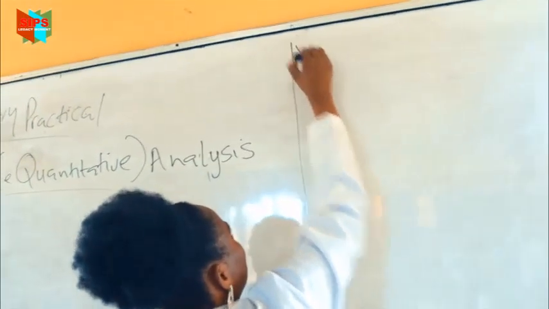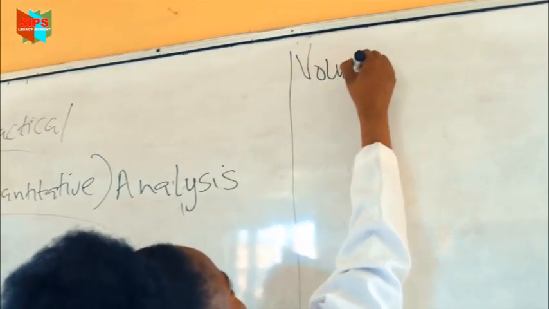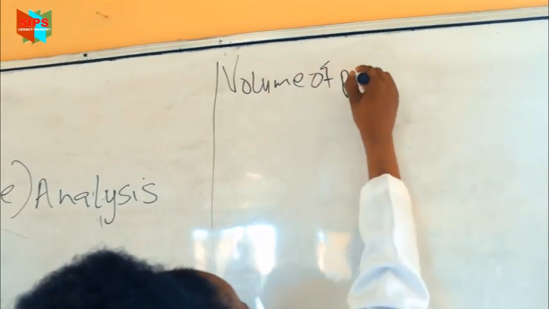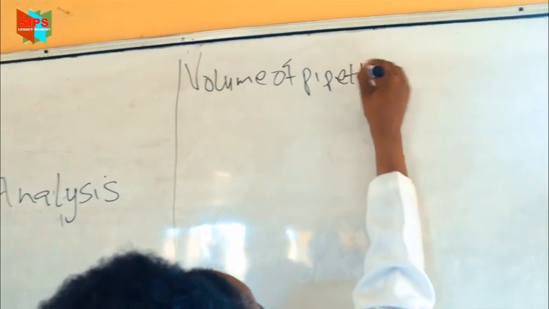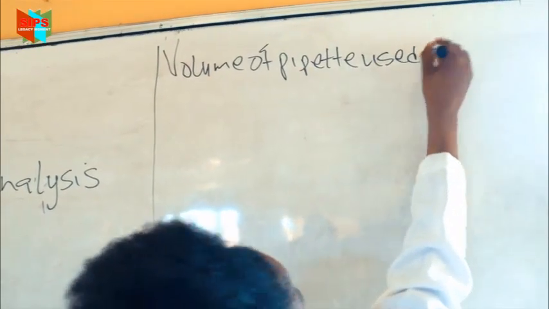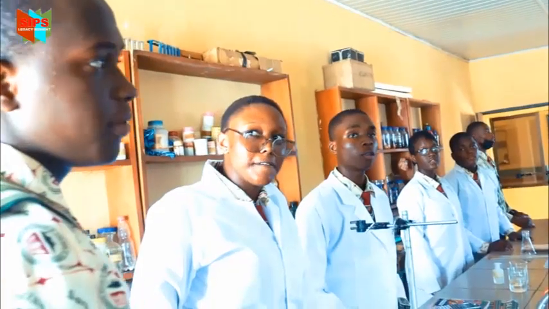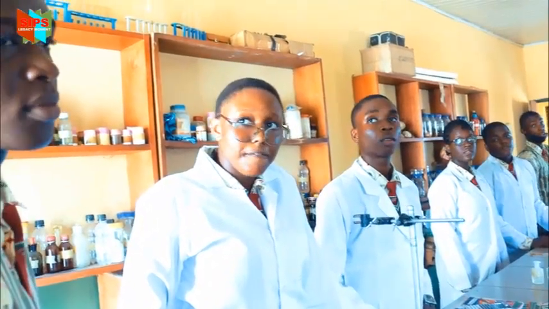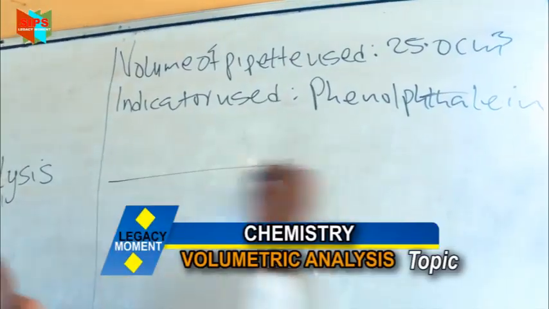So what you do in your record: volume of pipette used. What is the volume of pipette used? 25 centimeter cube. So the indicator used is phenolphthalein. I'm going to draw my table.